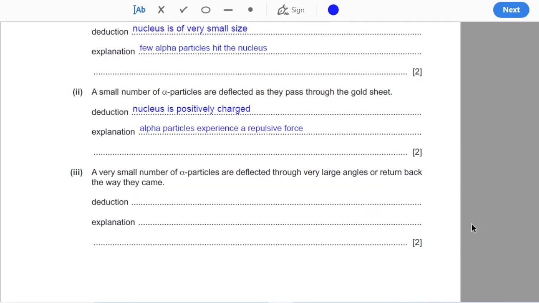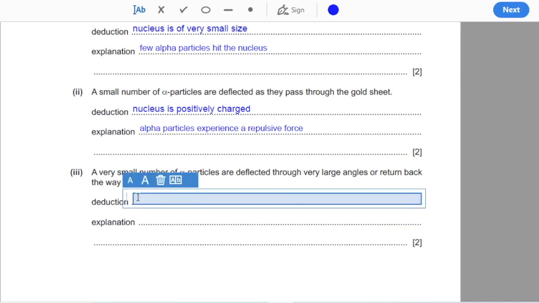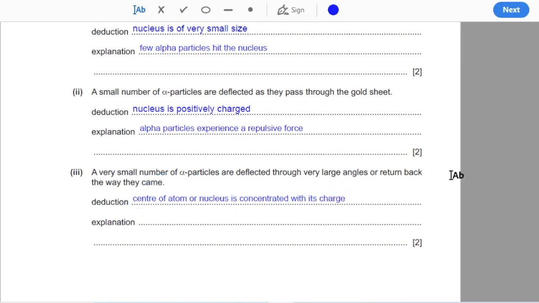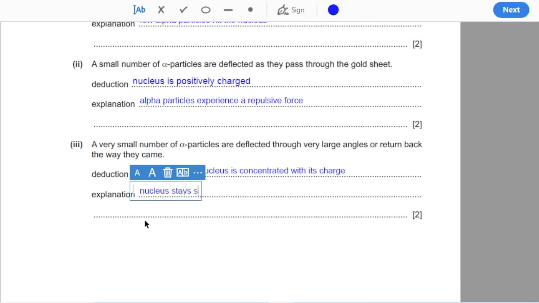Part 3, a very small number of alpha particles are deflected through very large angles or returned back the way they came. So what do we deduce by this statement? That the center of the atom, or nucleus, is concentrated with its charge. Means most of the charge of the atom is concentrated into an atom's nucleus, and the explanation to it is the nucleus is heavy, thus it stays still. In fact, it is making others deflect.